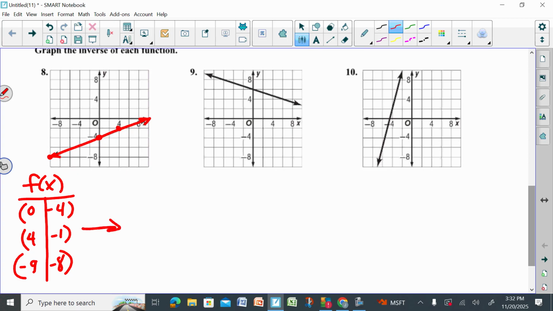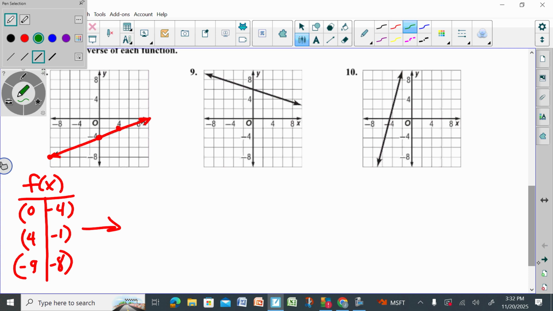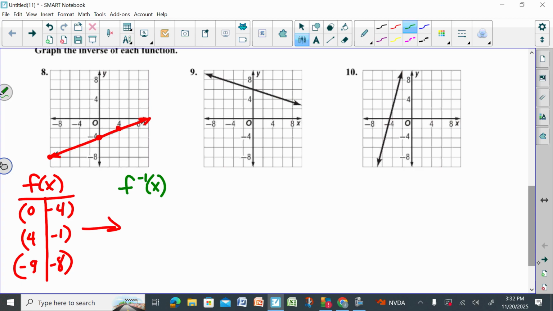So now I'm going to write the inverse function. In the notes, I denoted that little notation. Anything raised to the negative 1 power, we say is the inverse. So this is saying the inverse of f of x. In a table of values, all of your x's become your y's. So in this ordered pair, 0, negative 4, I'm going to graph negative 4, 0. On the original graph, 4, negative 1, on the inverse, negative 1, 4 exists. And if on the original, negative 9, negative 8, then on the inverse, negative 8, negative 9 will exist.